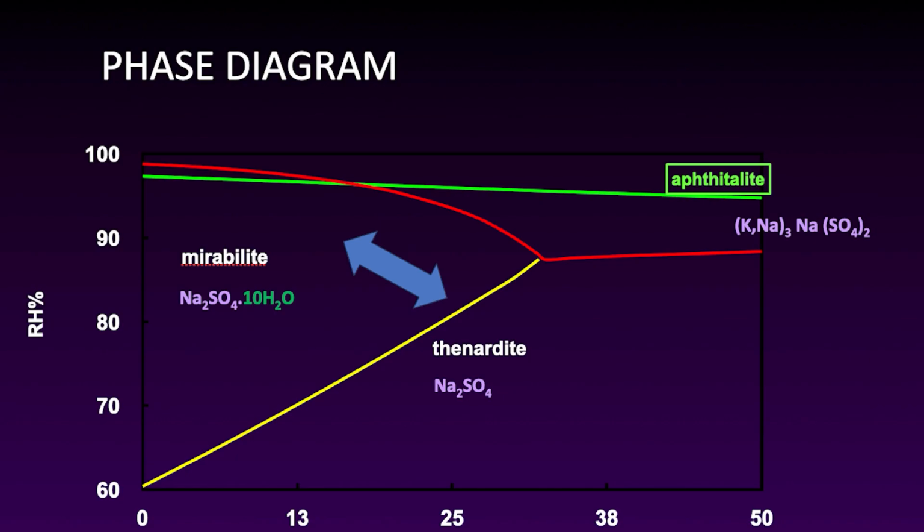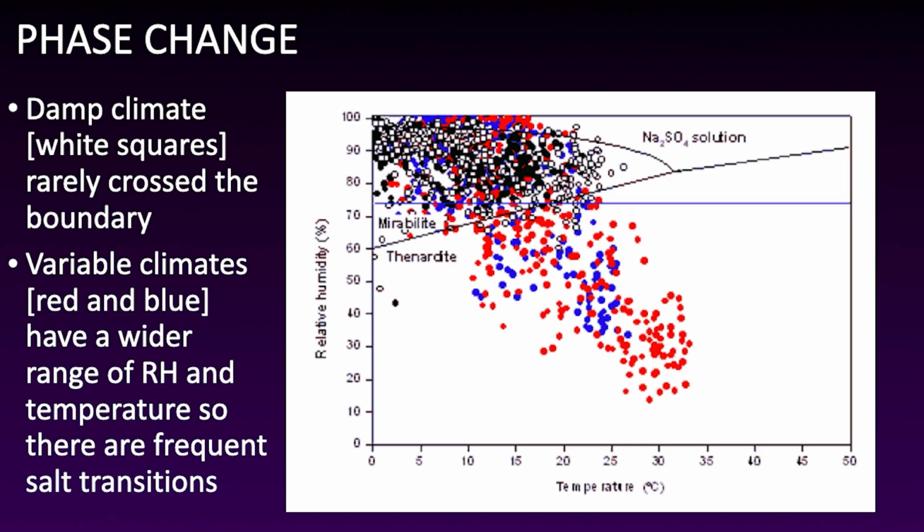So what I'm going to do now is to take this particular mirabilite-thenardite phase diagram and show real climate plotted on that data, because every time you cross between thenardite and mirabilite, you get a salt that expands and exerts perhaps 10 megapascals of pressure on stone, which initiates cracking and delamination, and this is a really important process.